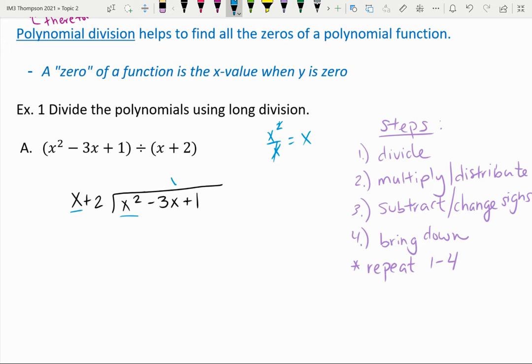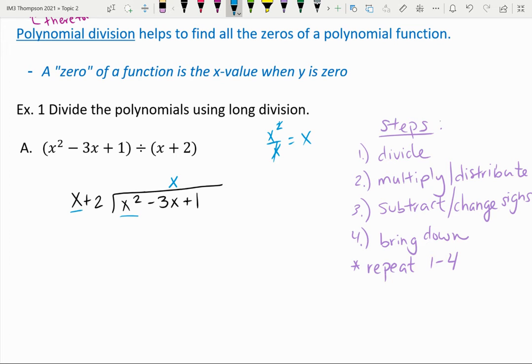Now I am going to line up my terms so that all of my like terms are in columns. All of my x squared is going to be in this first column, all of my x's in the next column, and all of my numbers in the next column. So when I write that x, I'm going to write it right above my linear term, my x term. So step 1, divide.